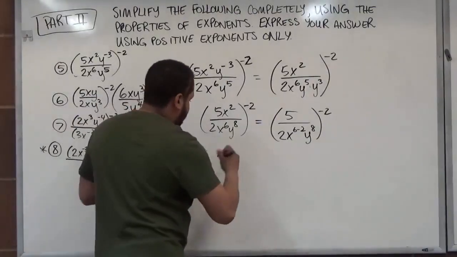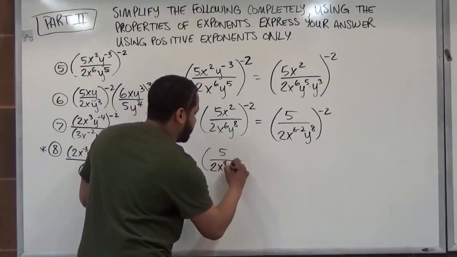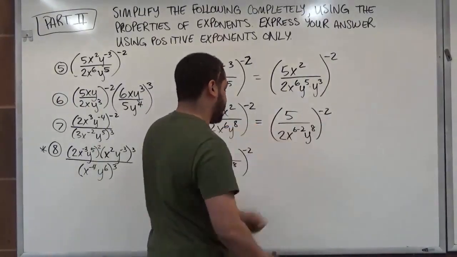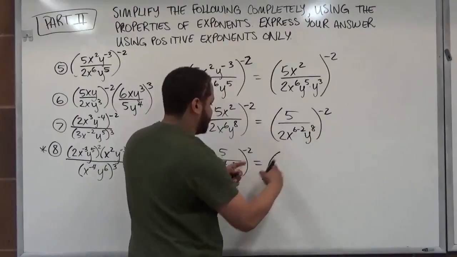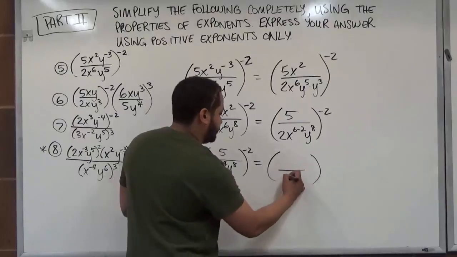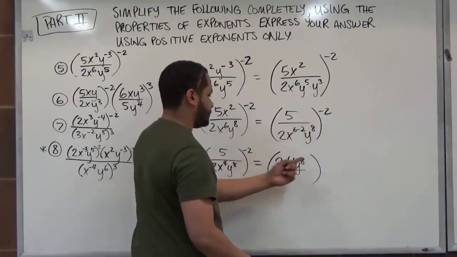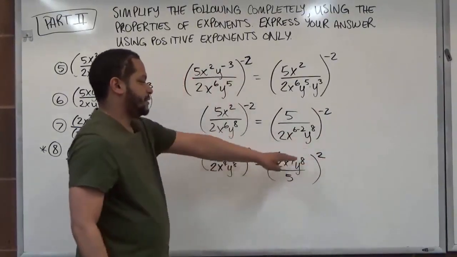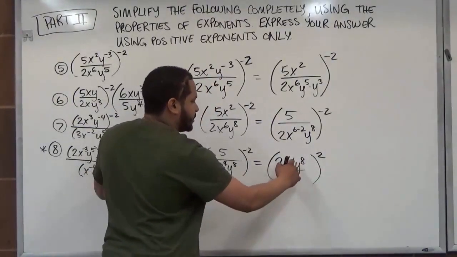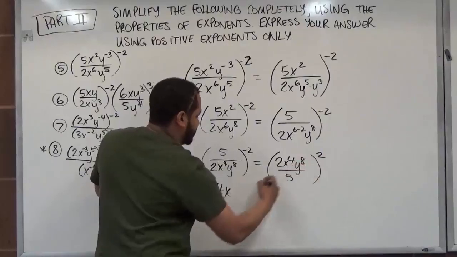So now here we have 5 over 2x to the fourth power y to the eighth, raised to the negative second power. The last step is to take the reciprocal of everything because of the negative exponent. When we flip this fraction, we're going to have the 5 in the denominator and 2x to the fourth y to the eighth on top, and this becomes a positive 2. Now we just do the perfect square. We raise everything to the second power. 2 squared is going to give us 4. For x to the fourth, the exponents multiply, so we have 4 times 2 for the exponent of x, which gives us an 8.